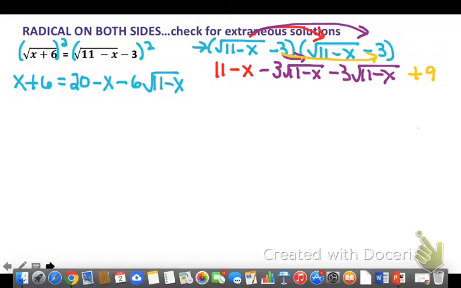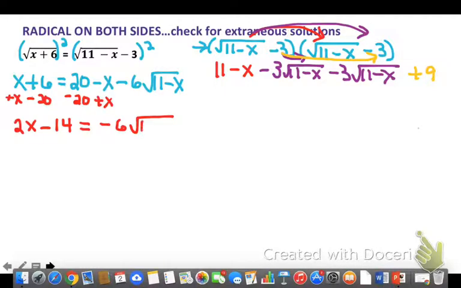Next, we want to keep the expression with the root on one side, so we will subtract 20 from both sides and add x to both sides. That gives us 2x minus 14 equals negative 6 times the square root, and underneath the radical is still 11 minus x. Once again, because of the radical, we need to square both sides.